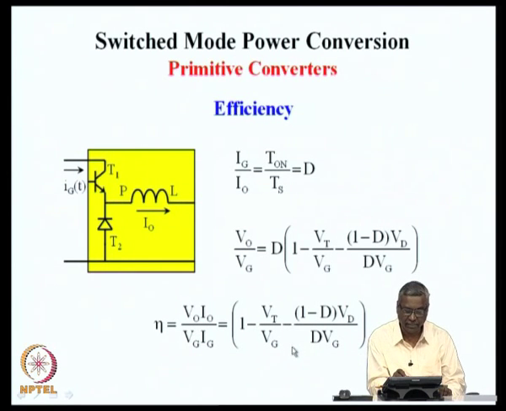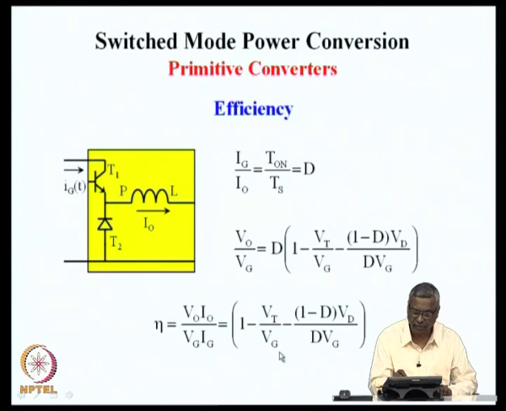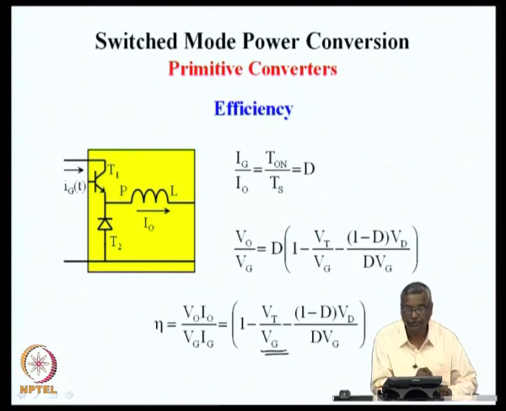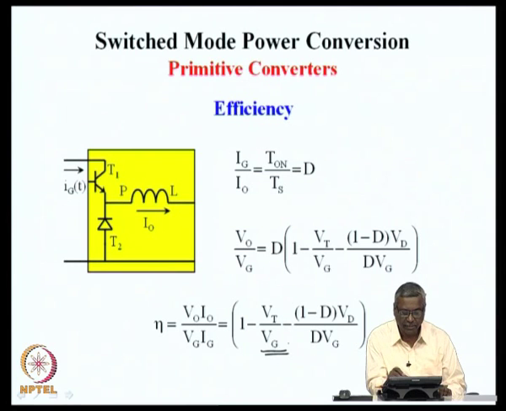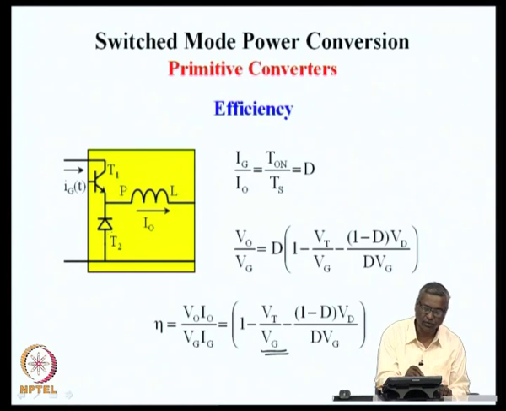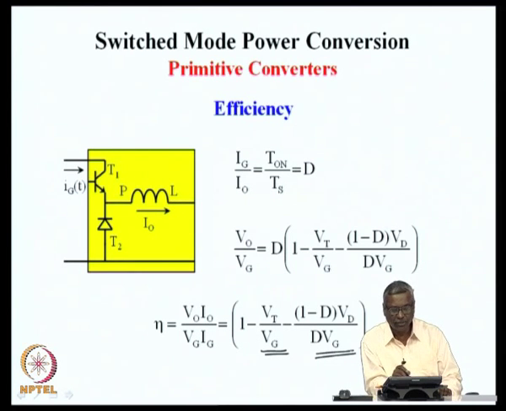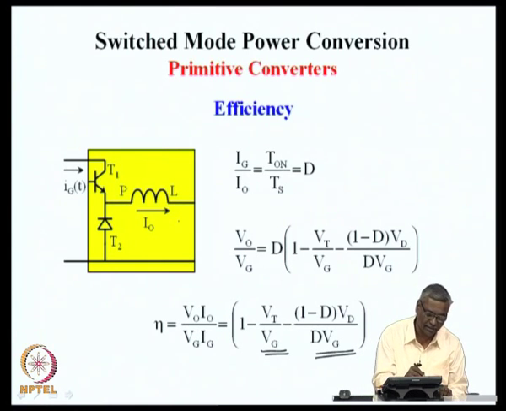There are some losses in the converter, and this loss is seen by this number, efficiency, which is less than 1. It is less than 1 by 2 ratios. First ratio is the input ratio, which is the transistor drop in comparison with the source voltage, and the second ratio is the diode drop in comparison with the ideal output voltage. So, by these two ratios, the efficiency is less than 1, and to that extent there will be losses inside the converter.